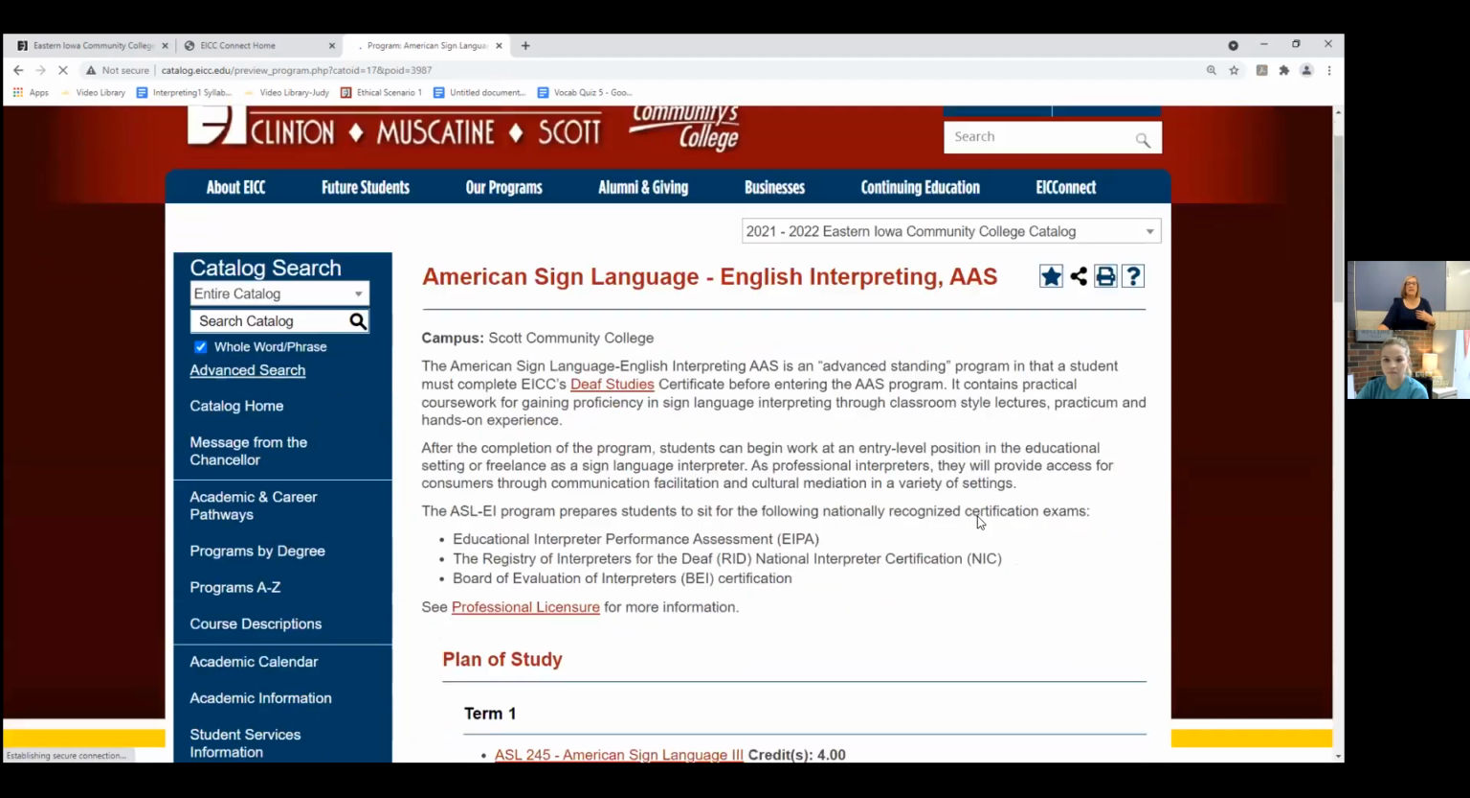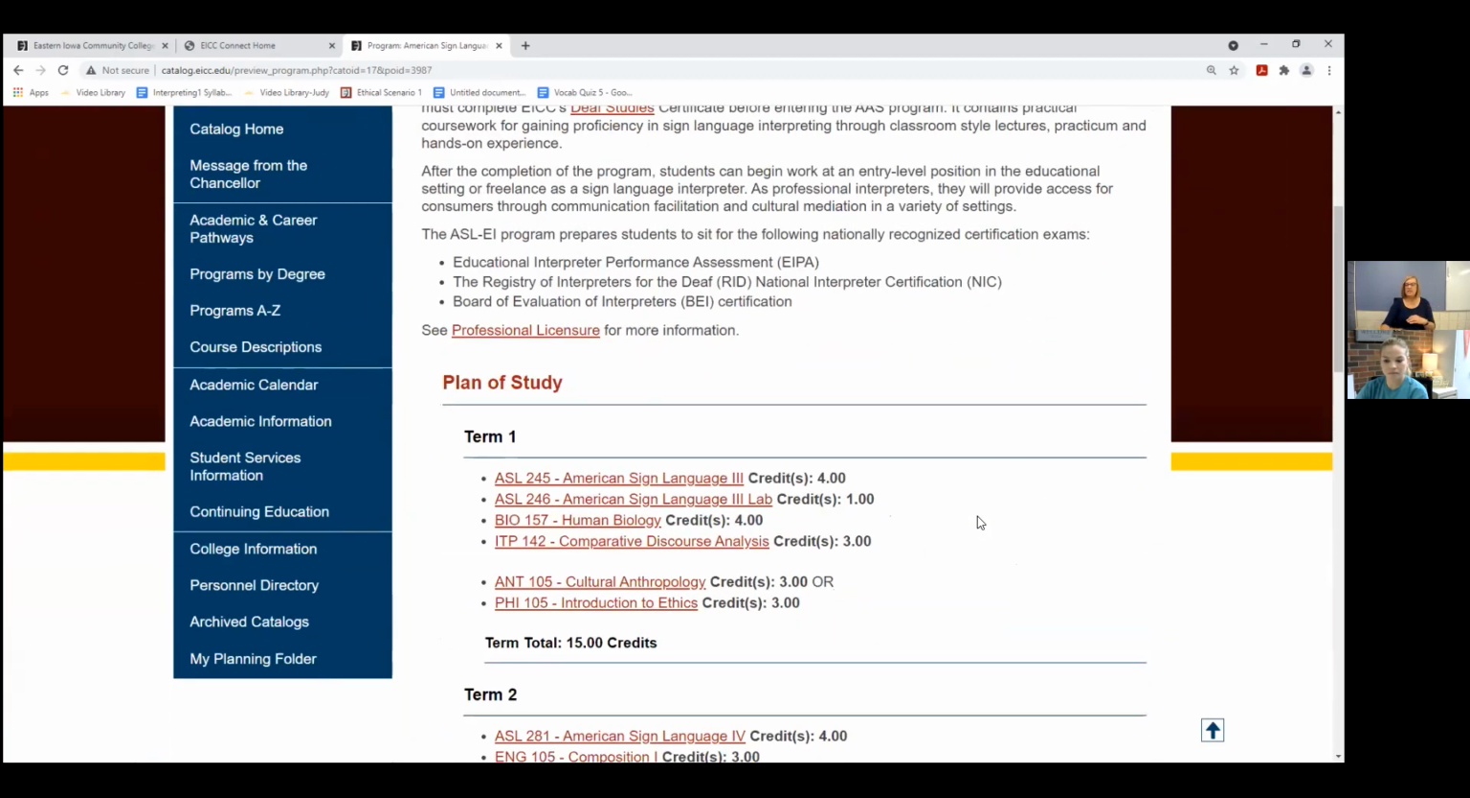Then we get into the AAS degree itself. It starts off right where you left off, ASL 3 and its lab. And then we mix in a few more of the gen eds along here.